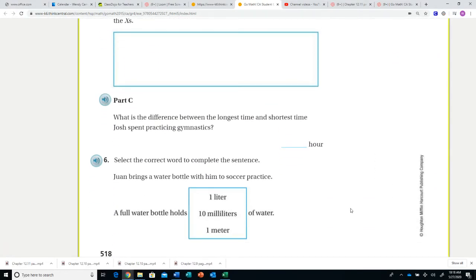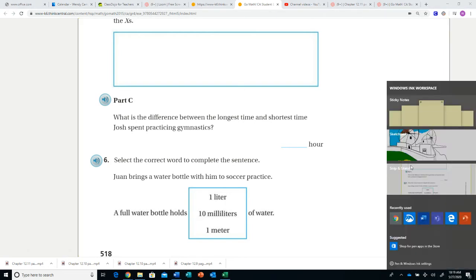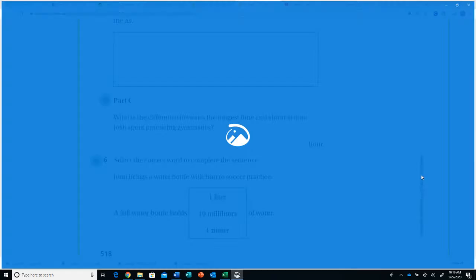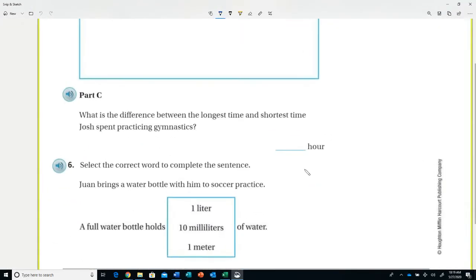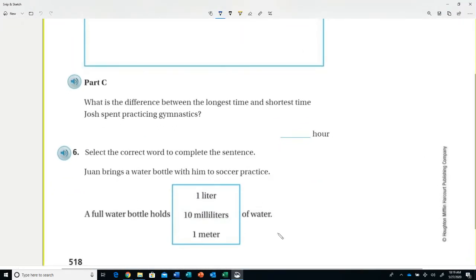Okay, select the correct word to complete the sentence. Juan brings a water bottle with him to soccer practice. A full water bottle holds 1 liter, 10 milliliters, 1 meter of water. Well, let's eliminate 1 meter because meter does length. I hope his water bottle isn't 1 meter tall. A full water bottle holds 1 liter or 10 milliliters.